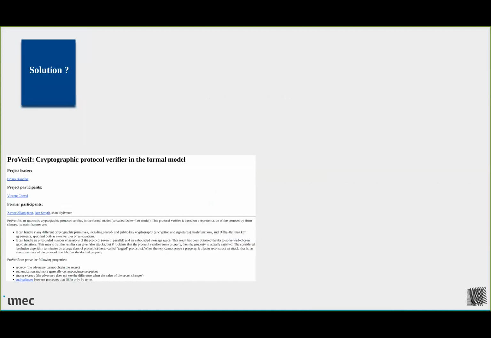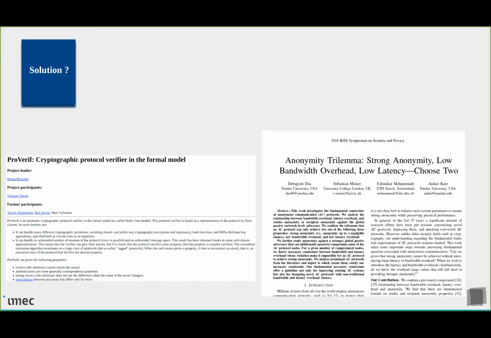So the comparison between these designs is often very hard, and we cannot use them, for example, with formal verification tools such as ProVerif. There has been some theoretical work that resulted, for example, in the anonymity trilemma that put together these trade-offs between anonymity, bandwidth and latency. However, we still do not have a systematic approach of evaluating and designing mixnet-based systems.